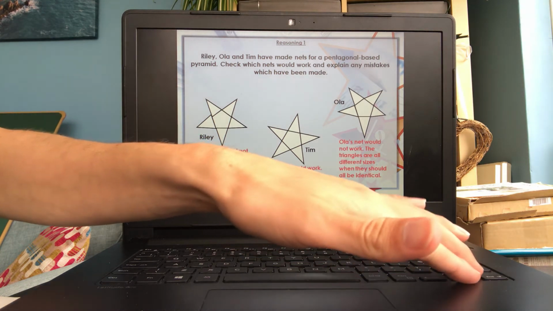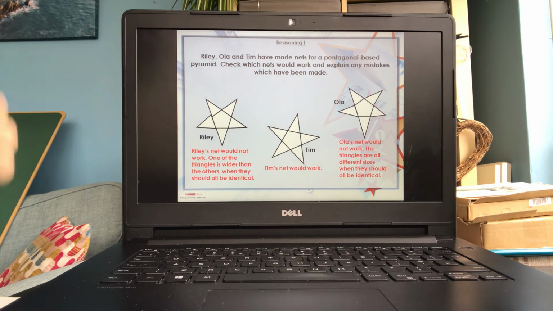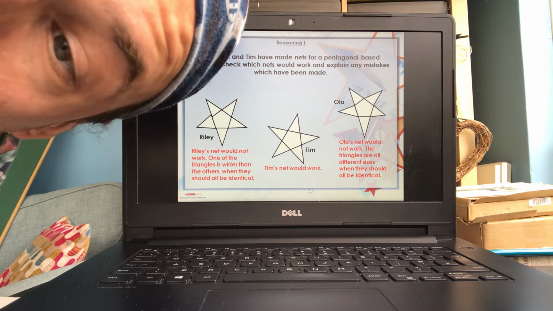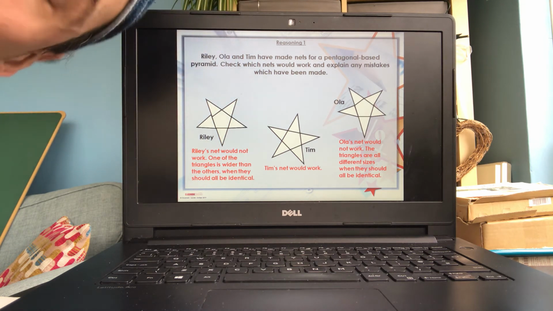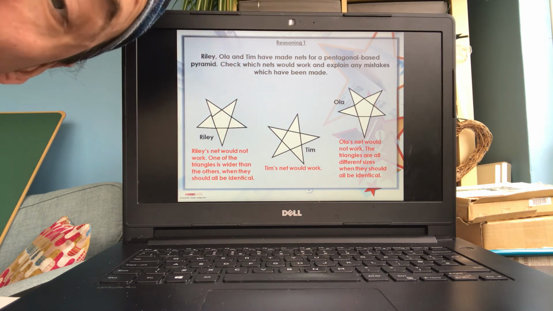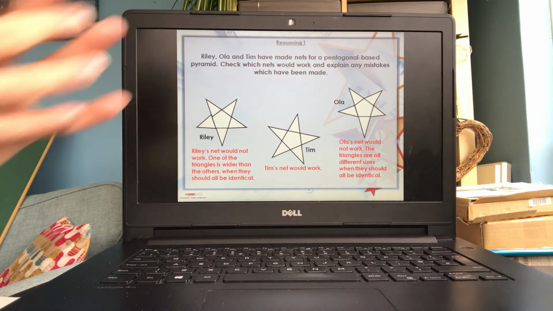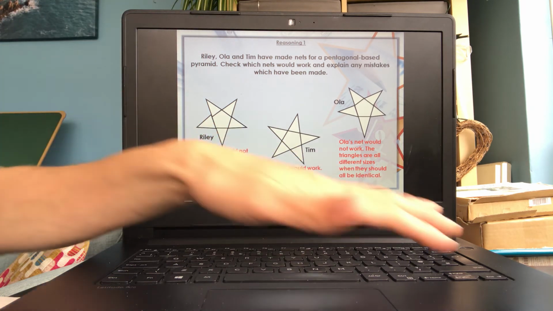Should we see? Yeah, Riley's net would not work. One of the triangles is wider than the others. They need to be identical. Tim's would work, and Ola's are all different sizes. They need to be identical. So for a prism or a pyramid or any kind of 3D shape to work, in certain cases, they need to be identical, especially pyramids.